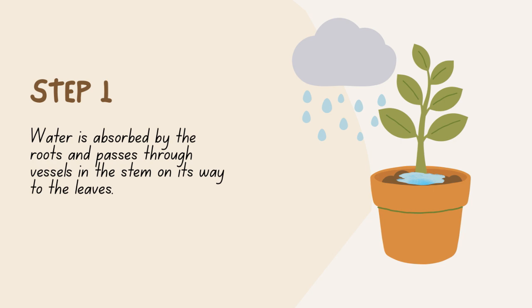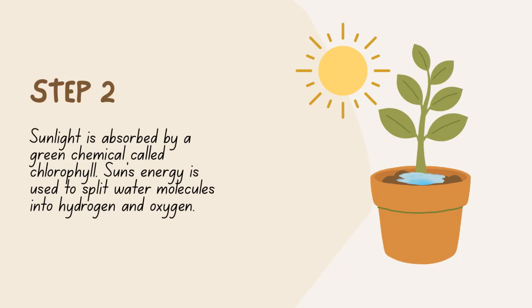From there, the water reaches the leaves, which are the sites of photosynthesis. This process is crucial because it supplies the water needed for the plant to produce food. So overall, this step highlights how vital the roots and stem vessels are in maintaining the plant's water supply and supporting its growth. Step 2 is where the magic of photosynthesis really kicks in.